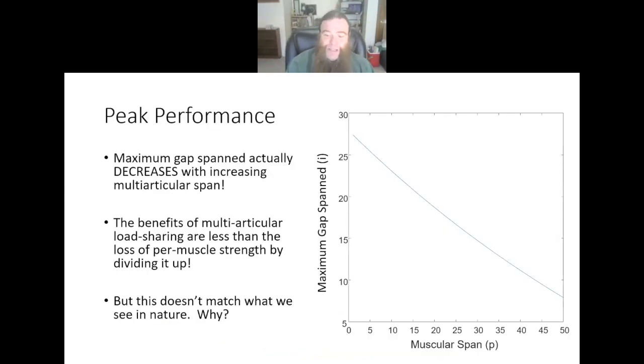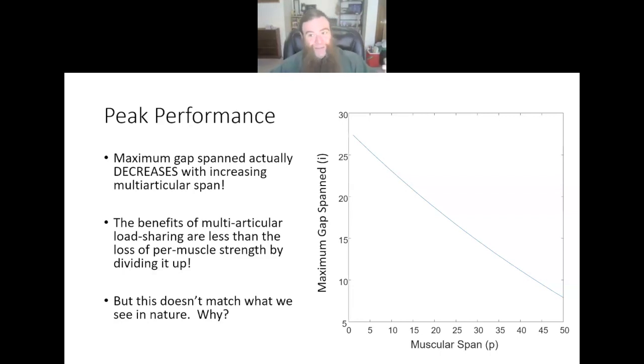And the answer is, weirdly enough, performance actually gets worse as muscles become more multi-articular. It's a pretty steep decline, too. So the reason is that although the multi-articular muscles are beneficial, what you sacrifice in per muscle cross-sectional area from subdividing it is actually higher.